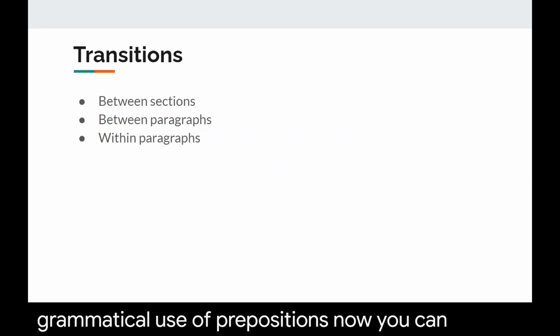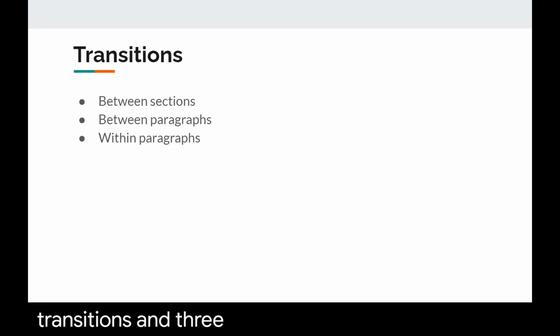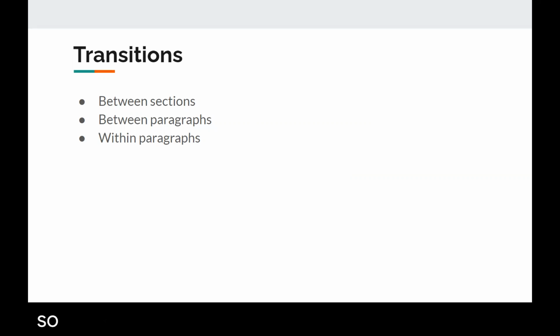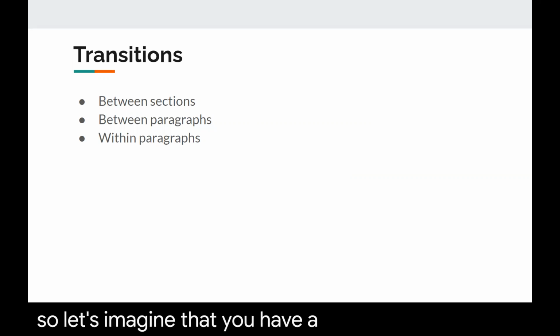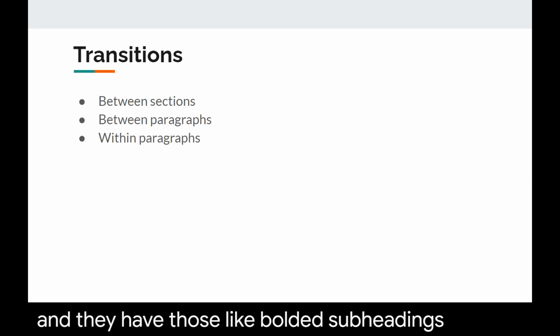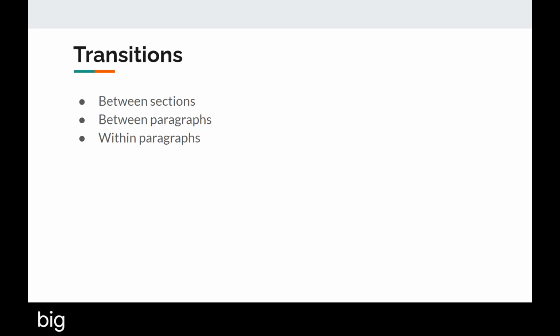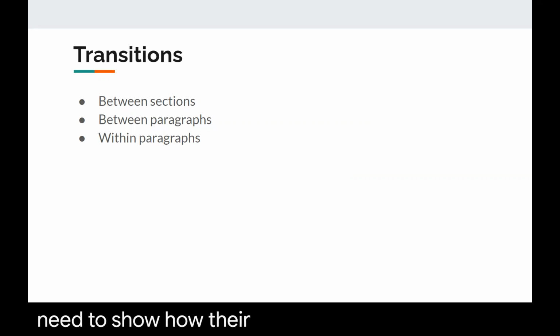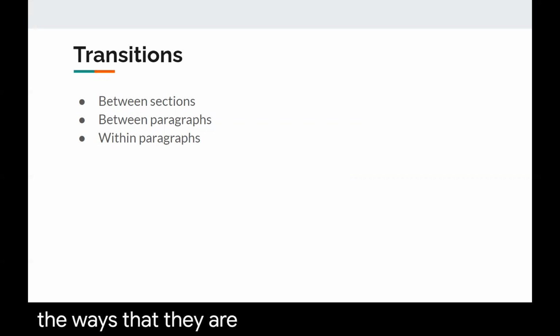Now you can use transitions in three ways. The first is between sections. So let's imagine that you have a newspaper article and they have those bolded subheadings. Those big sections of a piece need to be connected in some way. So you can't just jump from topic to topic. You need to show how they're interrelated. So you would use transitions between those sections to show the ways that they are connected.